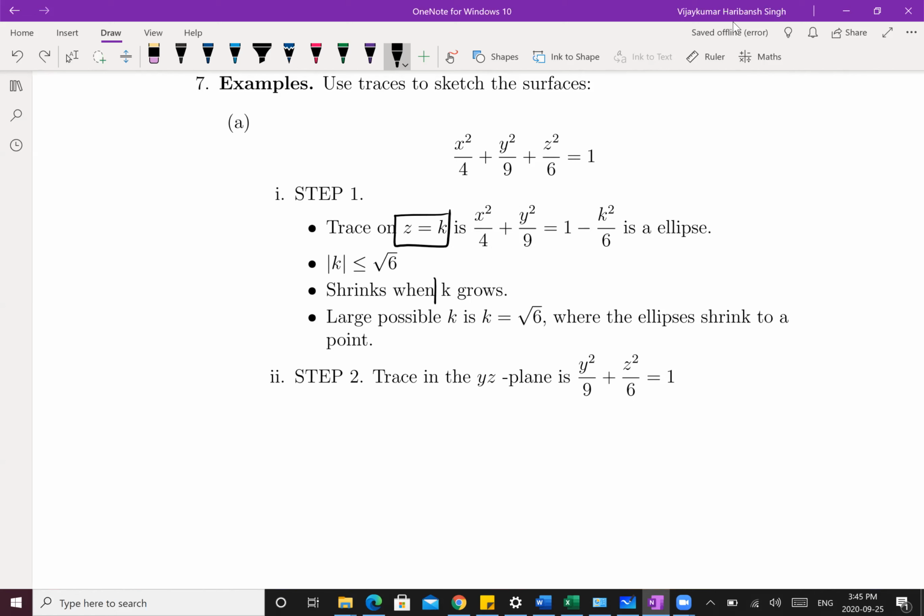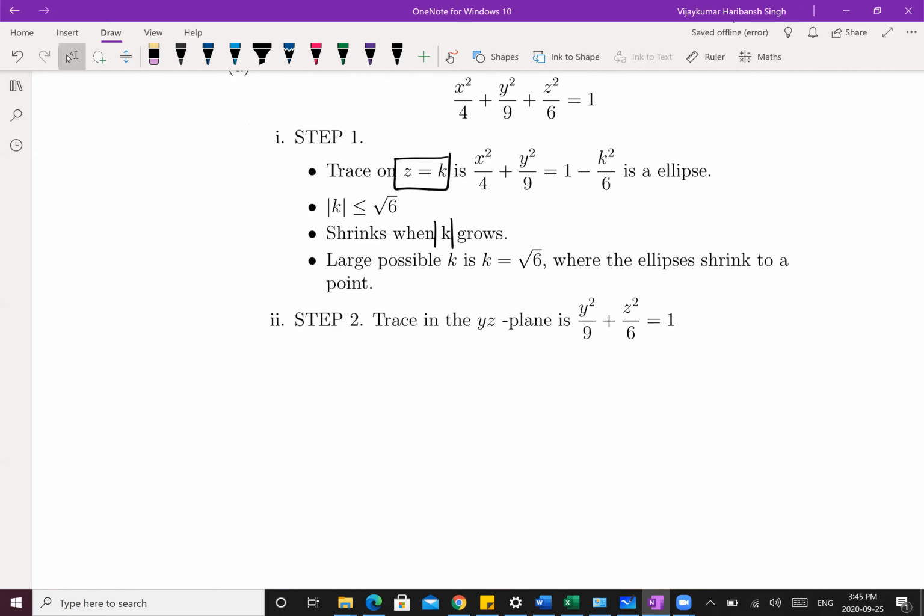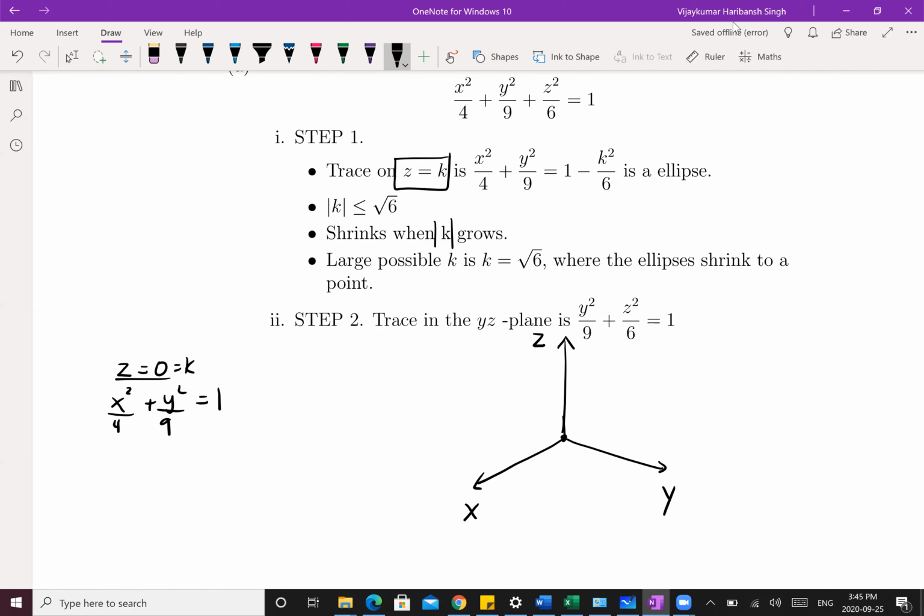So let's draw this thing. When z equals 0, what do we get? So when z equals 0, we get x squared by 4 plus y squared by 9 equals 1. So z equals k. In that case, we get an ellipse here in the xy plane because z is 0.